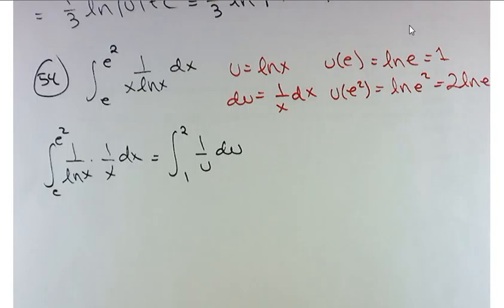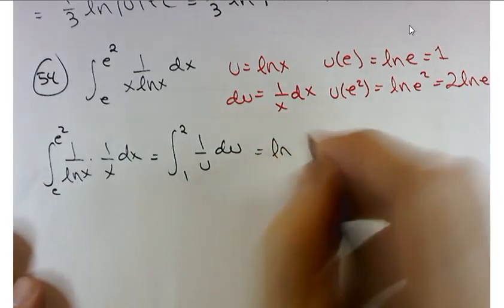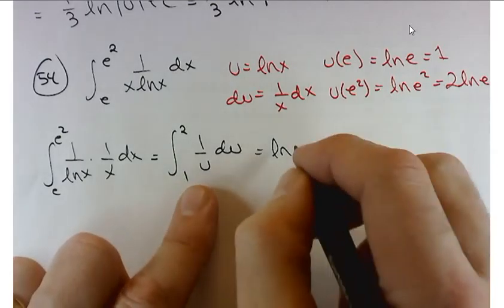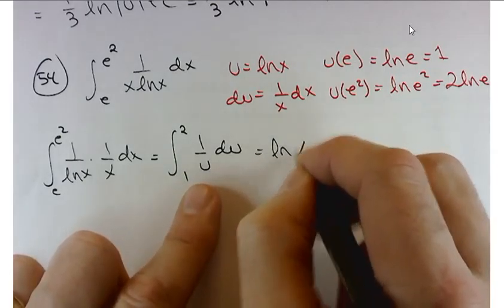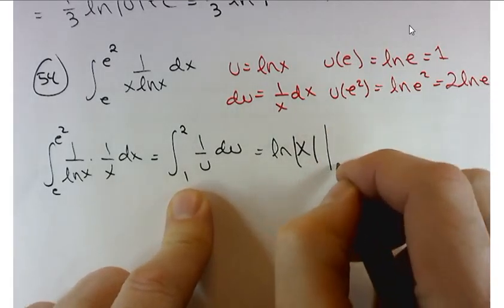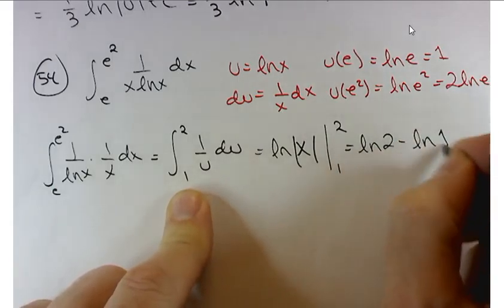And we're done with x's. We're done with e and e squared, etc. Just going to finish up the problem in terms of u's. Do I need a constant of integration when I'm working with a definite integral? No. So all I need is an antiderivative. I need ln of x. Now I could put the absolute value of x, that's more accurate. But the values I'm going to plug in here are already positive. I'll get the ln of 2 minus the ln of 1.